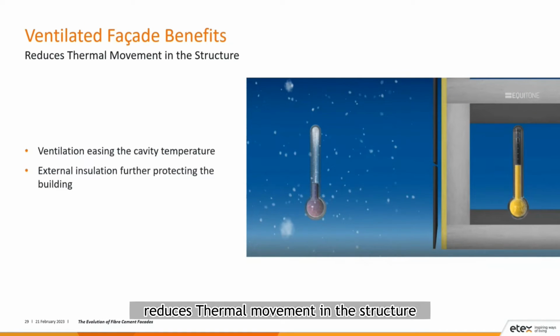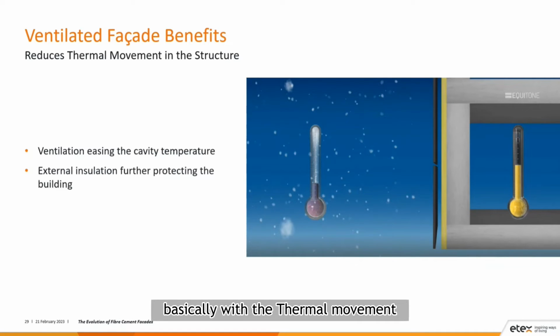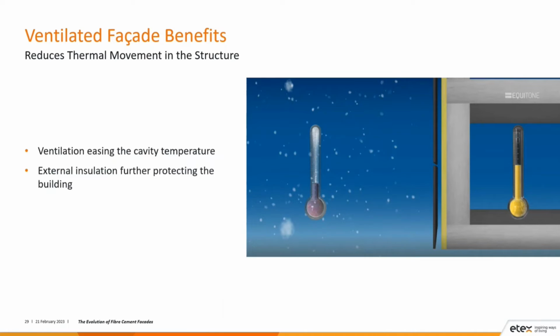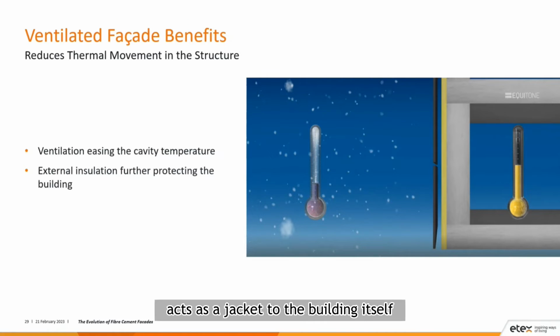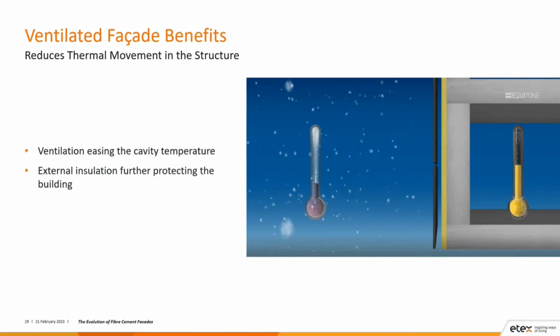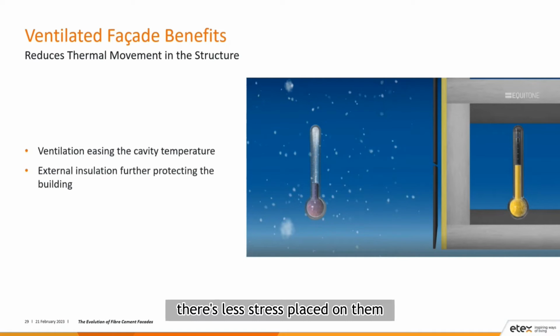Reduces thermal movement in the structure. Basically, thermal movement is caused by the expansion and contraction of the building fabric due to hot and cold weather. So the insulation and the ventilation on the outside of the building acts as a jacket to the building itself, so it provides a much more stable temperature on the inside. So things like your internal linings, there's less stress placed on them for expansion and contraction. So it provides a much more stable temperature.